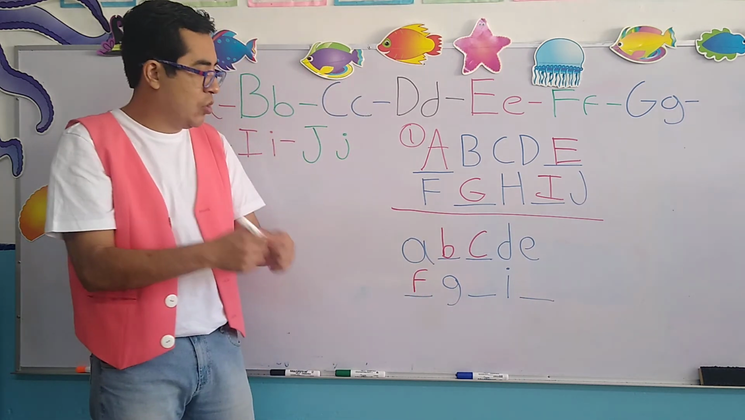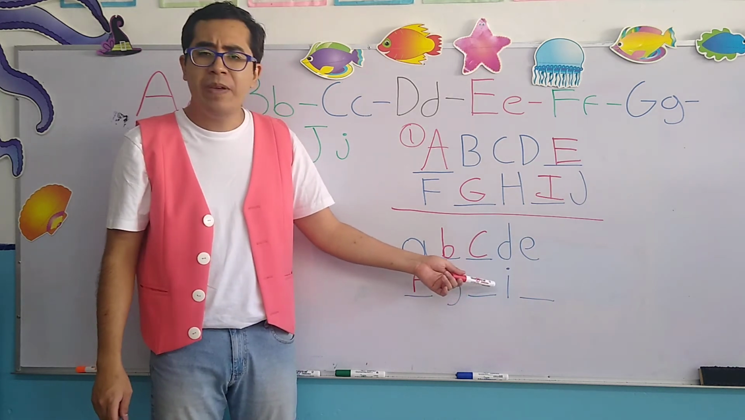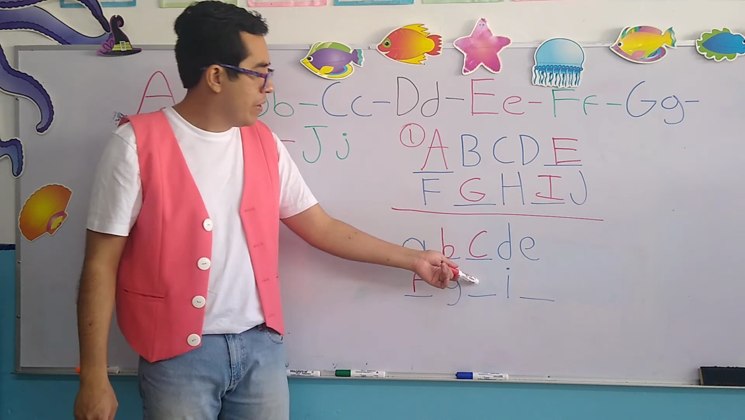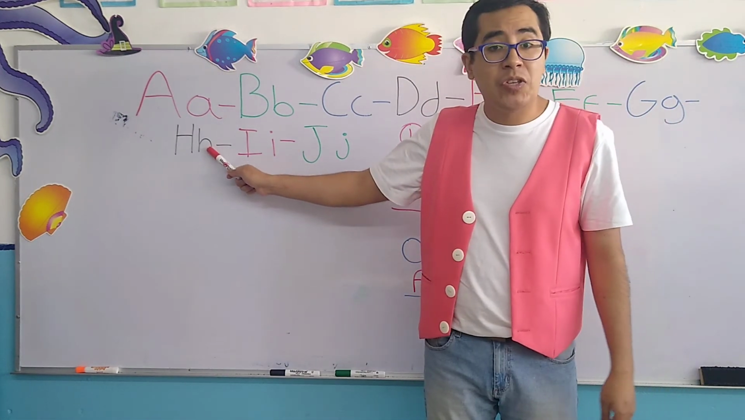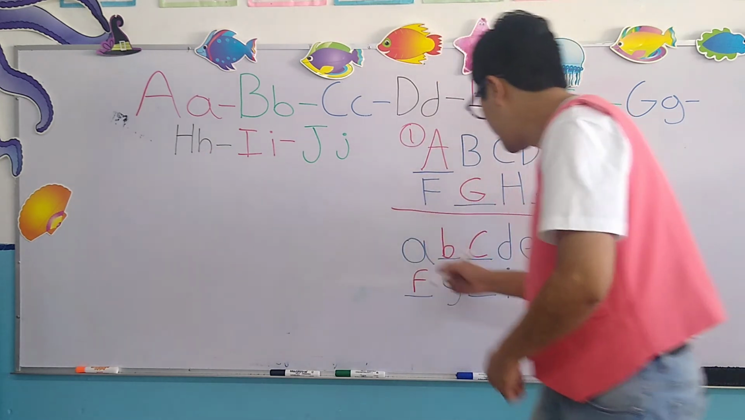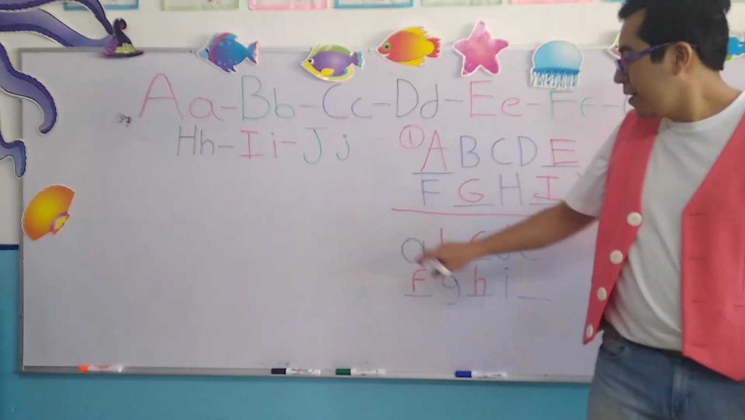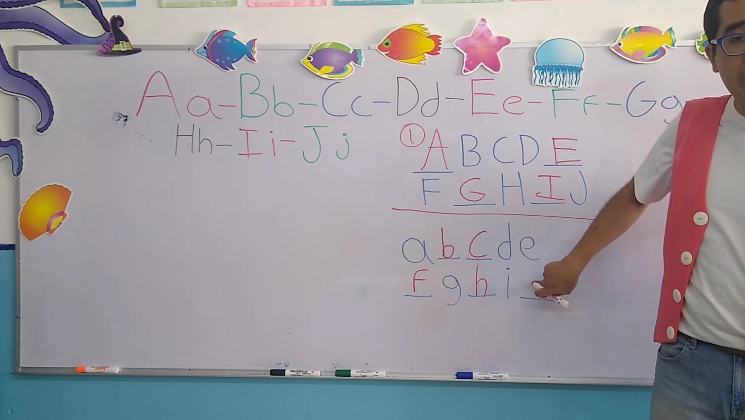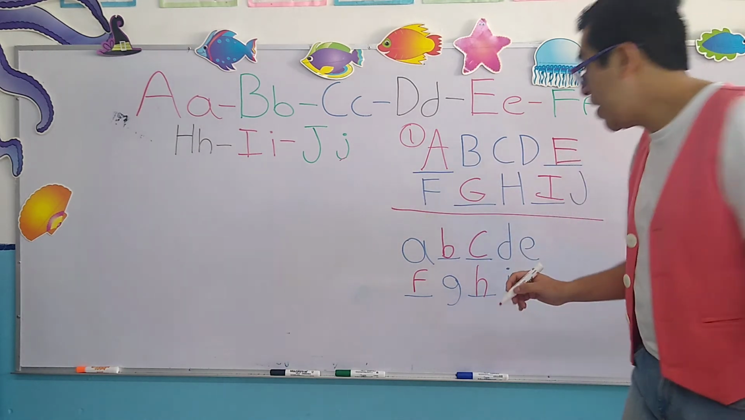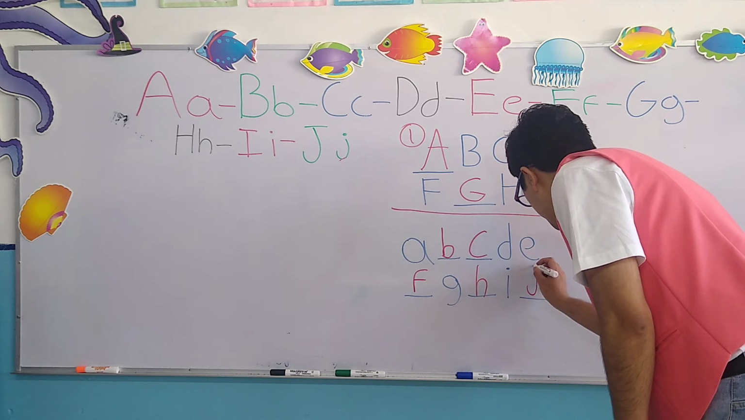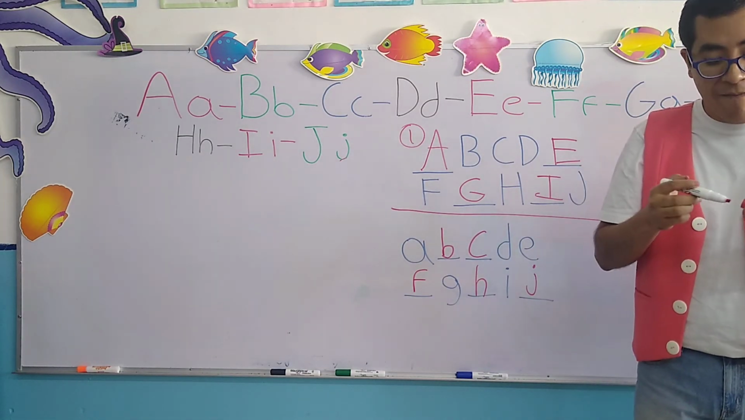And we have letter G, okay, and another blank space. So what letter could it be right here? So let's see. Letter G, letter H. The next letter is letter H. Letter I, and another blank space. And this one is for the final letter, which is letter J, of Jacob, like the name of your teacher. And that's it. We have completed our alphabet.